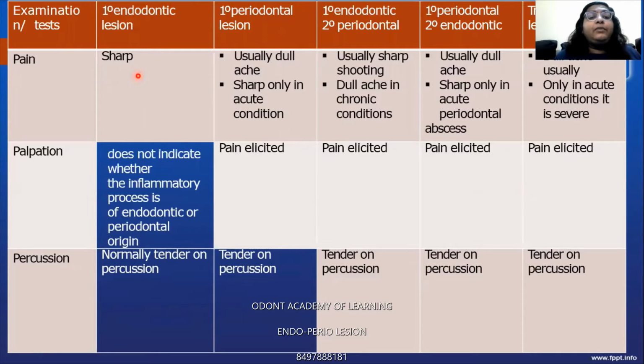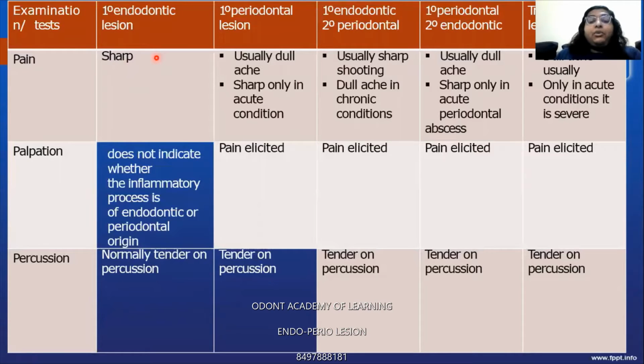The patient will come and say, I'm not able to sleep, I'm not able to eat, I'm not able to do anything. The pain is unbearable, please do something. That is because in a primary endo lesion, the pain is coming from the pulp, and the pulp is a very small chamber. The infection is building up, but it doesn't have any place to come out, right? That is why the pain is always sharp in a primary endo lesion.